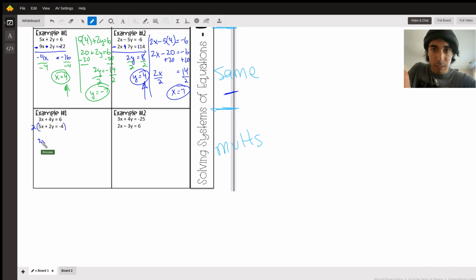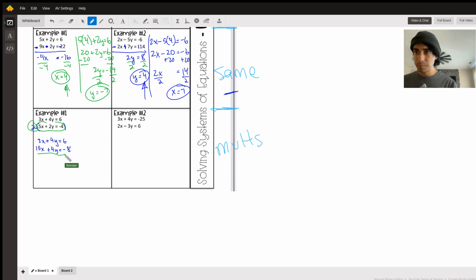Let's copy the top one down because we're not changing that. 3x plus 4y equals 6. And if I multiply that bottom one by 2 on both sides, look what's going to happen. I'm going to get a 10x plus 4y equals negative 8. Notice I took this equation, multiplied it by 2, and it gave me that one. So now we've got coefficients that are the same, and now we know what to do.